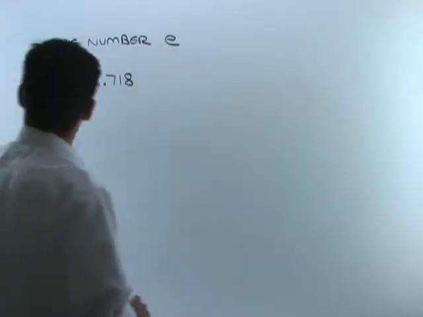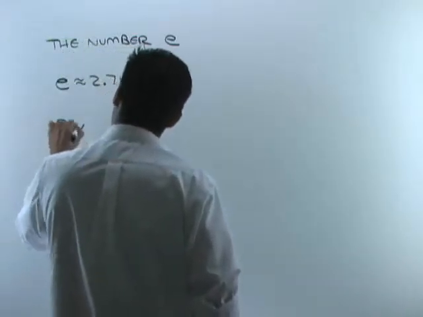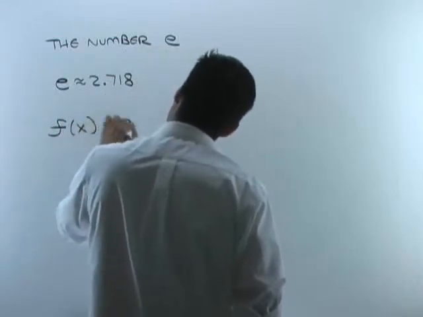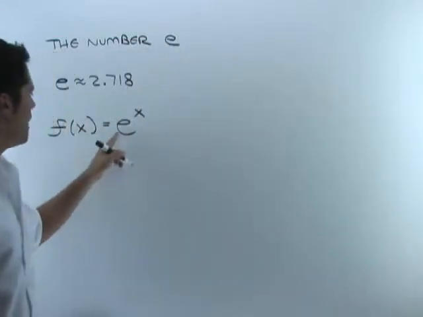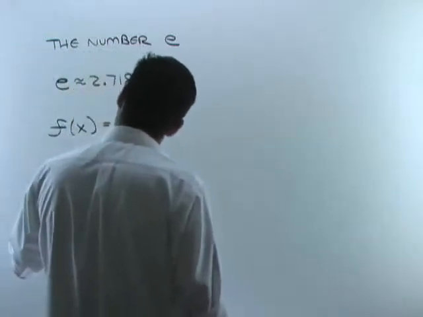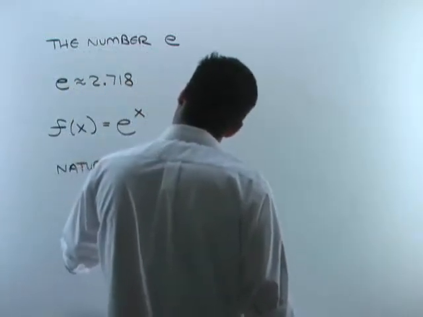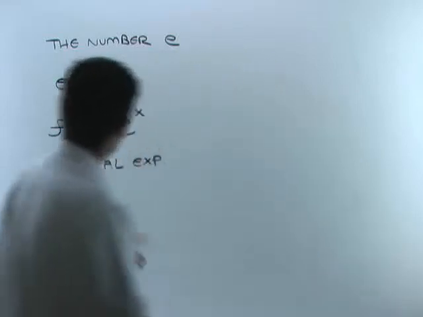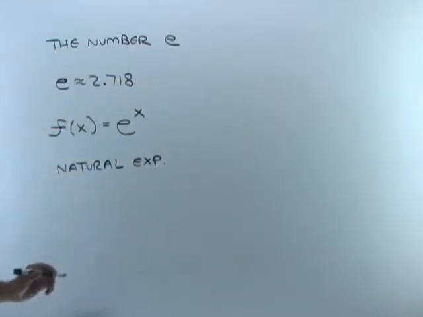And since it is a positive number and it's not 1, we can use e as a base for an exponential function. In other words, we can define a function to be f of x equals e to the x, because this base is just a number. Now this happens to be called the natural exponential function. And what I'd like to do now is just do a quick graph of this.